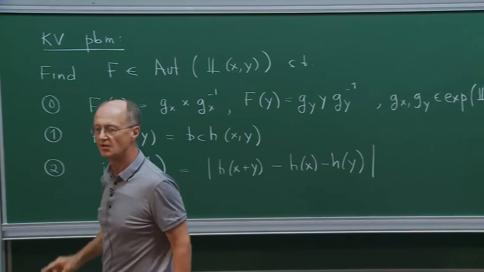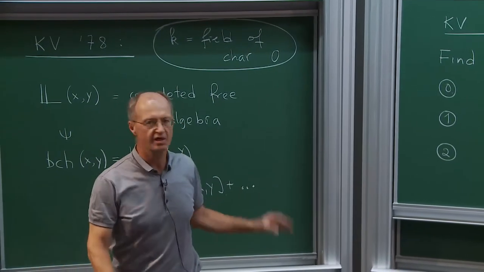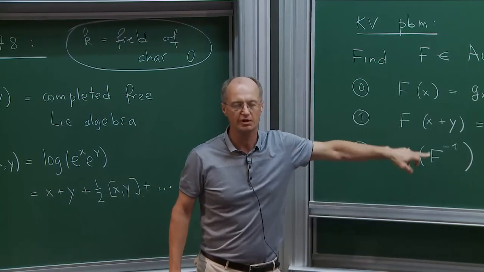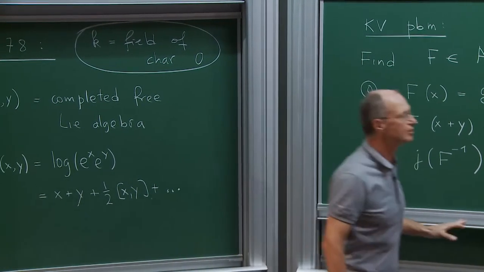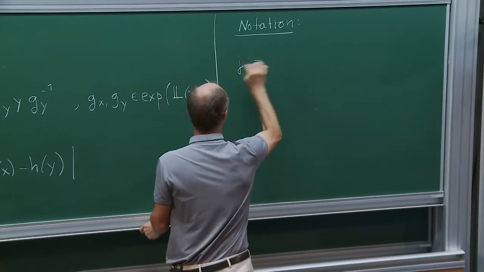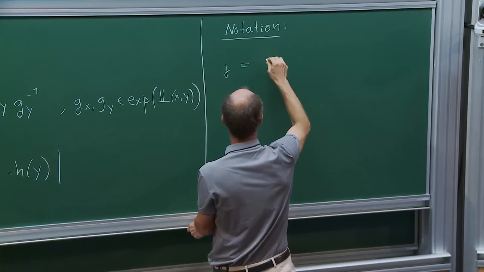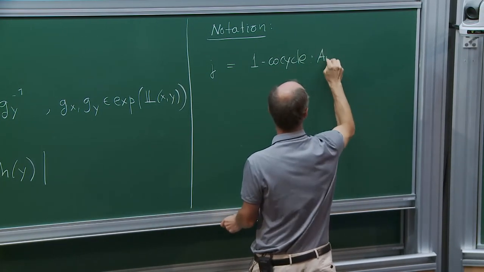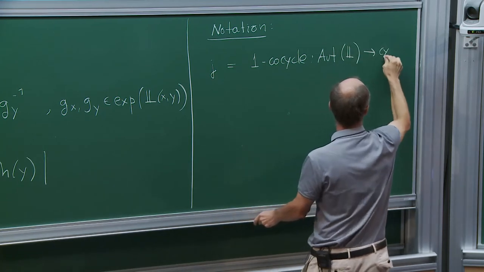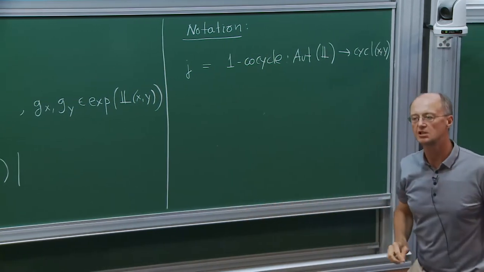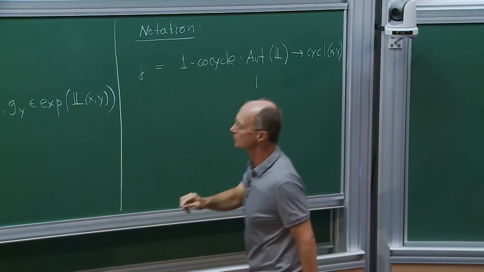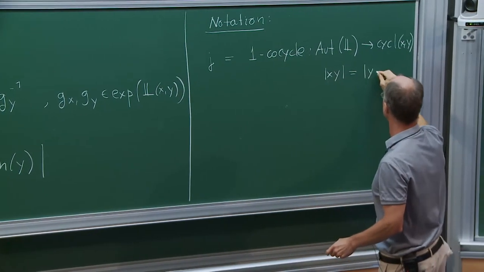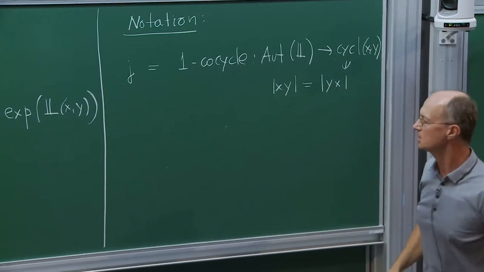First of all, what is J? In fact, especially towards the end of the talk, but already now, there will be quite a lot of cheating in what I'm saying. And J, actually, that's the heart of the Kashiwara-Vergne theory. But perhaps I prefer not to say too much about it because it would take a lot of time. But let me say the following. J is a one-cocycle mapping automorphisms of L to cyclic words in letters X and Y. So cyclic words, I denote them by something with absolute value. And cyclic means that, for instance, XY is equal to YX. So these are examples of elements in the space of cyclic words.